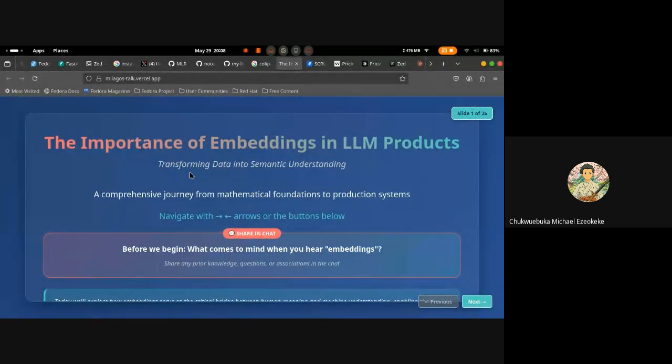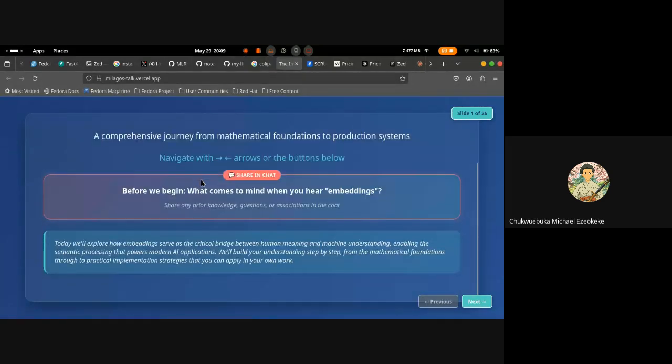So, when we are working with LLMs, machine learning, AI, the concept of embeddings is very important. So let me just begin. What comes to your mind when you hear the word embeddings? Can anyone just type it in the chat box?